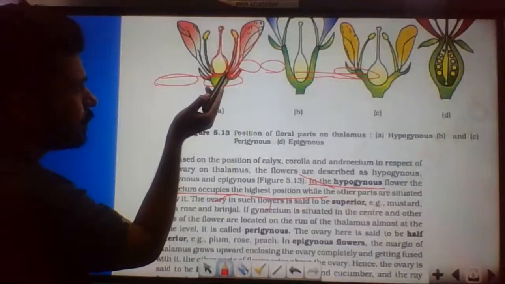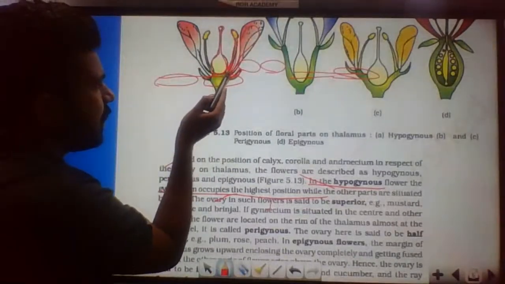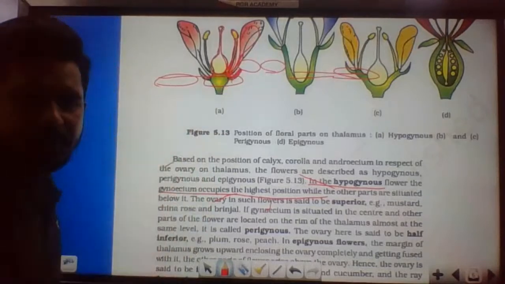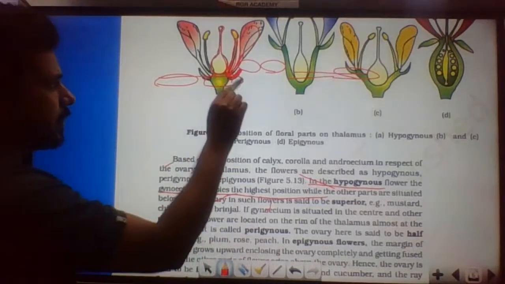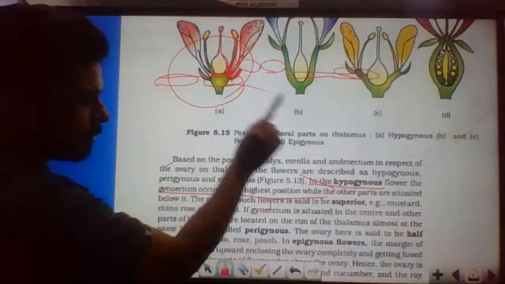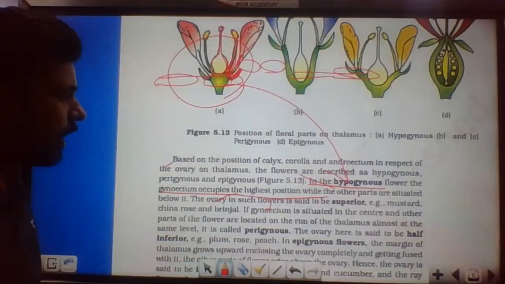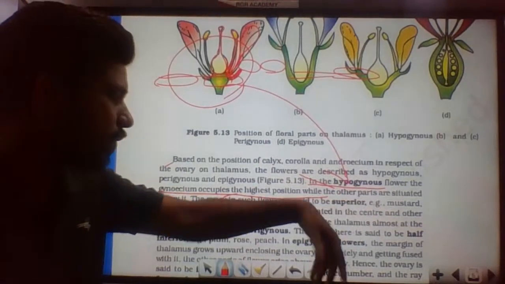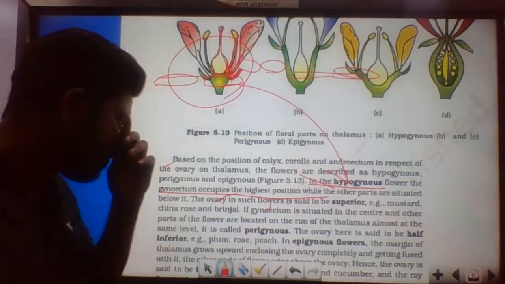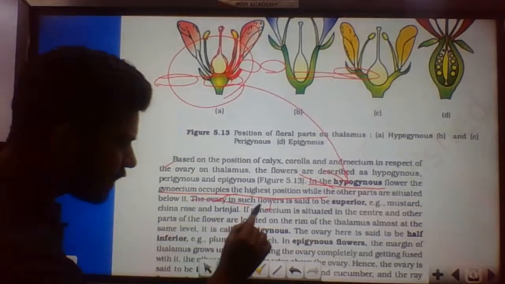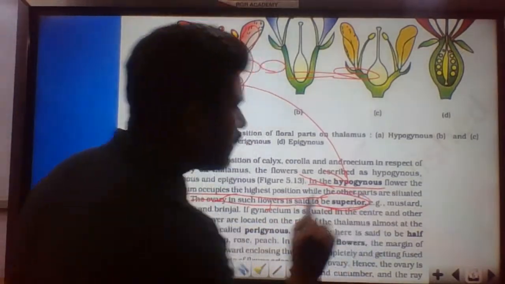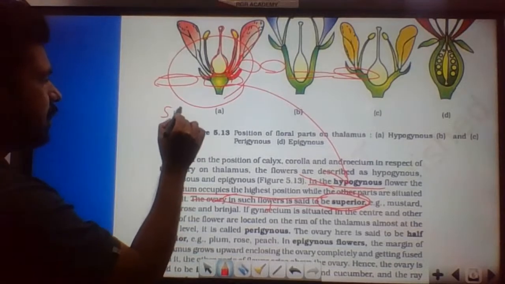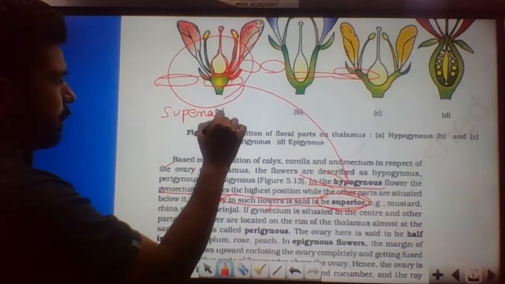You are able to see, right? This is the gynoecium, this is the petals, and these are all the sepals. So these kinds of flowers are known as hypogynous. And if the flowers are hypogynous, then what is the type of ovary? The ovary in such a flower is said to be superior. So here this is the superior type of ovary.